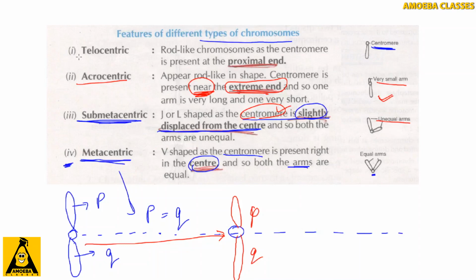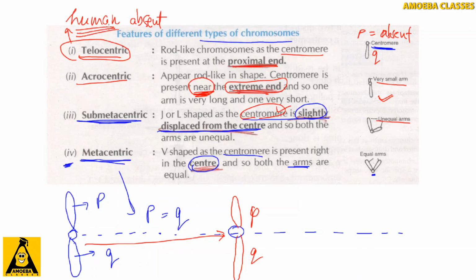And the last one is telocentric, and the centromere is present at the proximal end, and if the centromere is present at the proximal end, the P arm will be absent. That means only the Q arm is present. And this telocentric type of chromosome is absent in humans. That means out of those 46 chromosomes that we have, none of them is telocentric.